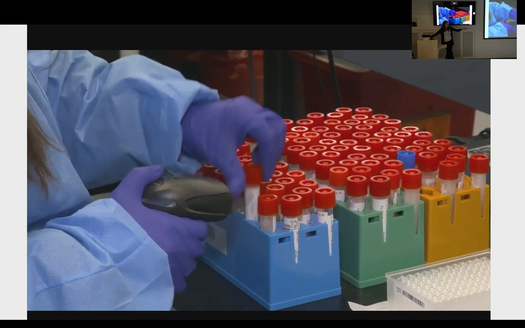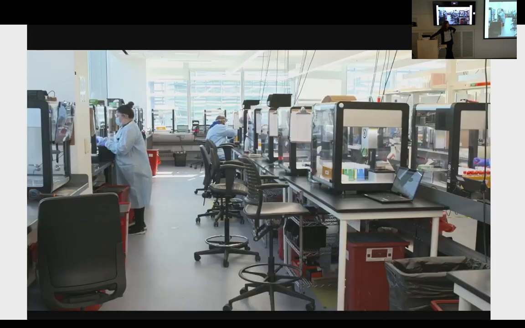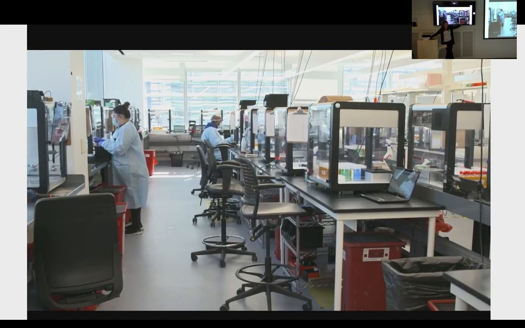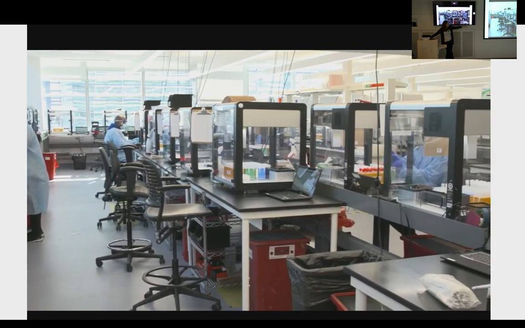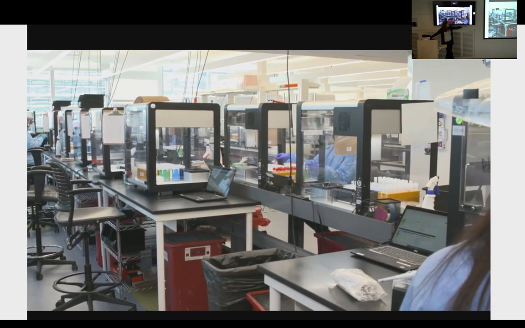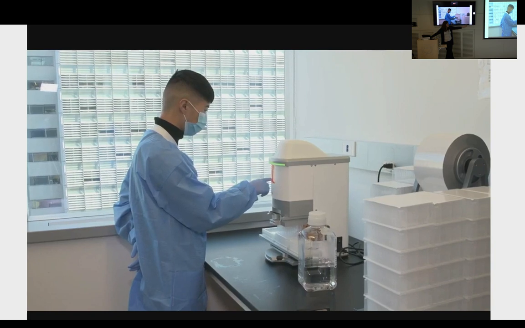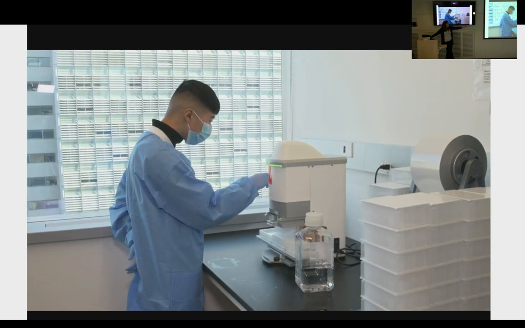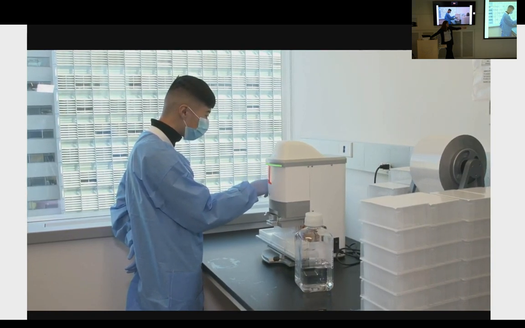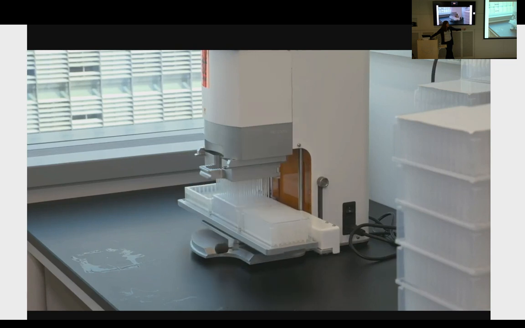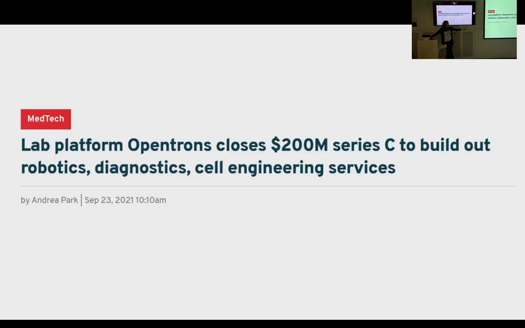So you can see the human is doing the barcode scanning, and then they'll put it on the robot. You can see here there's basically just rows and rows and rows of the robots. So this idea of using these pretty low-cost automation methods, but scaling up in this way, really caught on and has been very successful for them. They closed a $200 million Series C, to build out their robotics, diagnostics, and cell engineering services, as well as providing the robots for researchers.